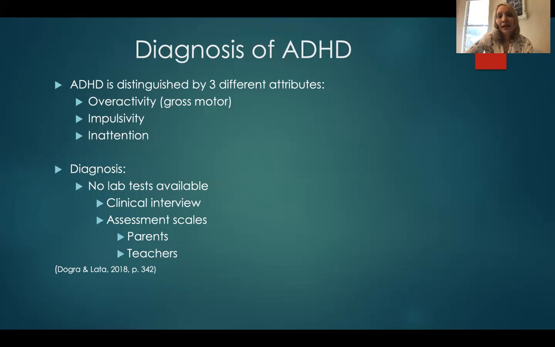Then let's talk about diagnosis of ADHD and the three attributes of it. First, it's distinguished by three different attributes. We have overactivity, which is gross motor. We have impulsivity, and we have inattention. With the diagnosis of ADHD, there are no lab tests that are available. It's based off of a clinical interview with a physician, and then assessment scales are used. These are completed by the parents and by the teacher or teachers.